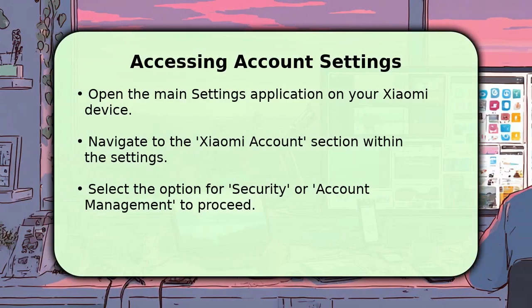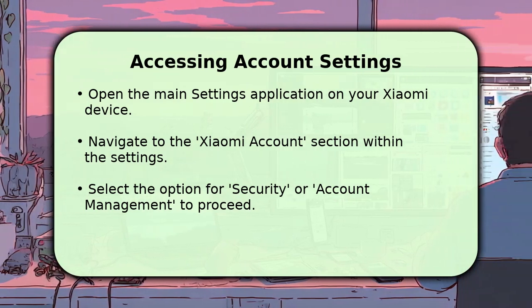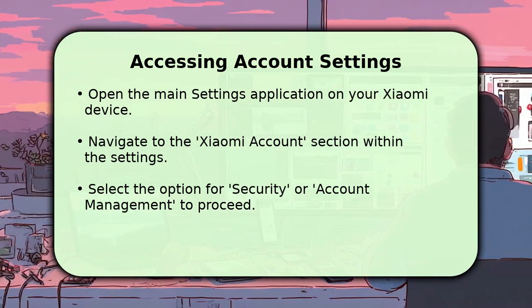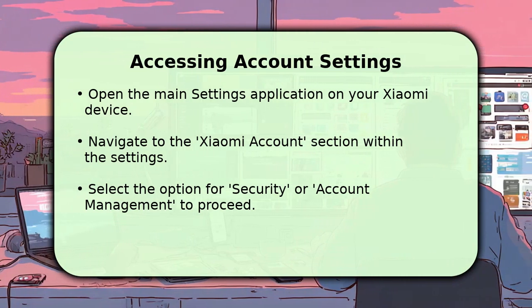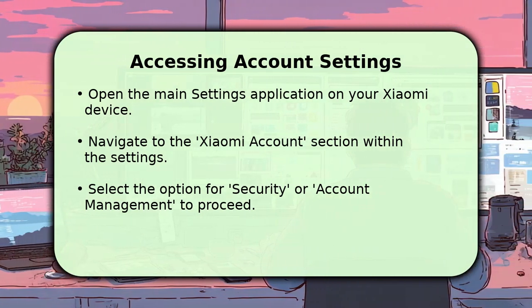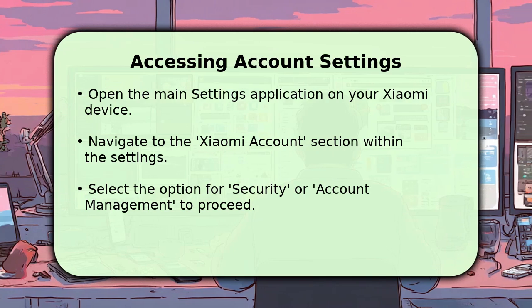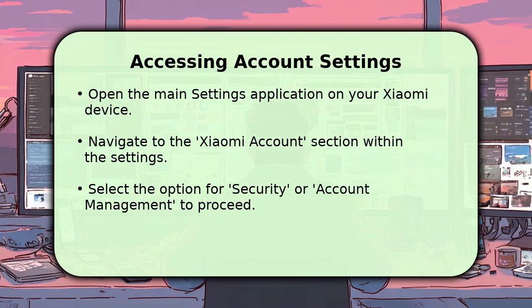To begin the deletion process, open the main settings application on your Xiaomi device. Scroll down and locate the Xiaomi account section, usually found near the top. Tap on this section to access your account details.